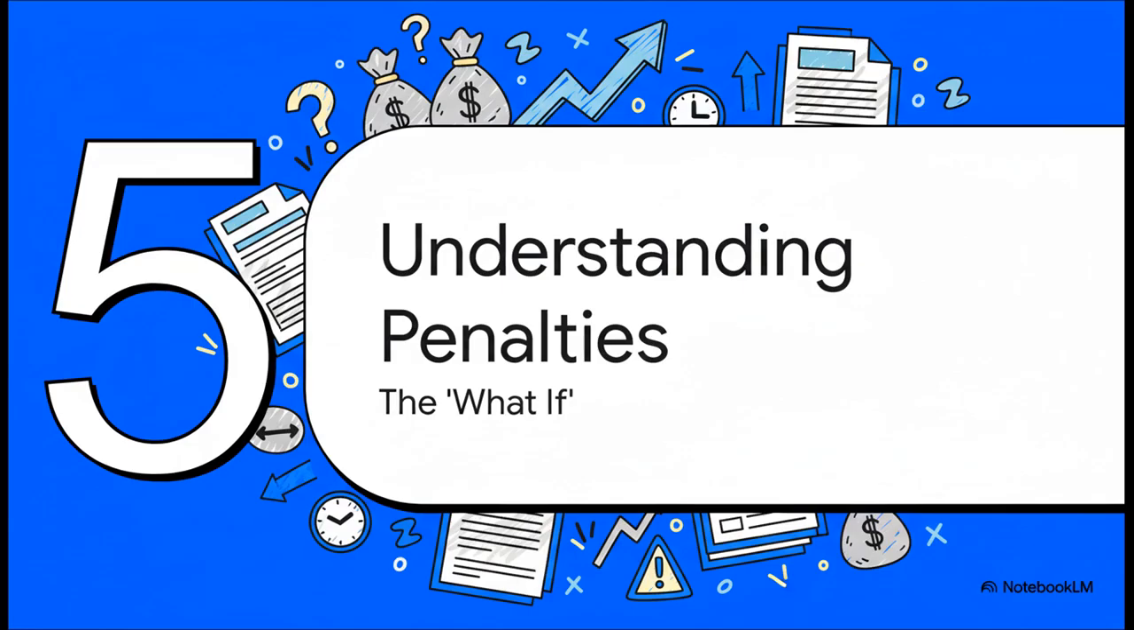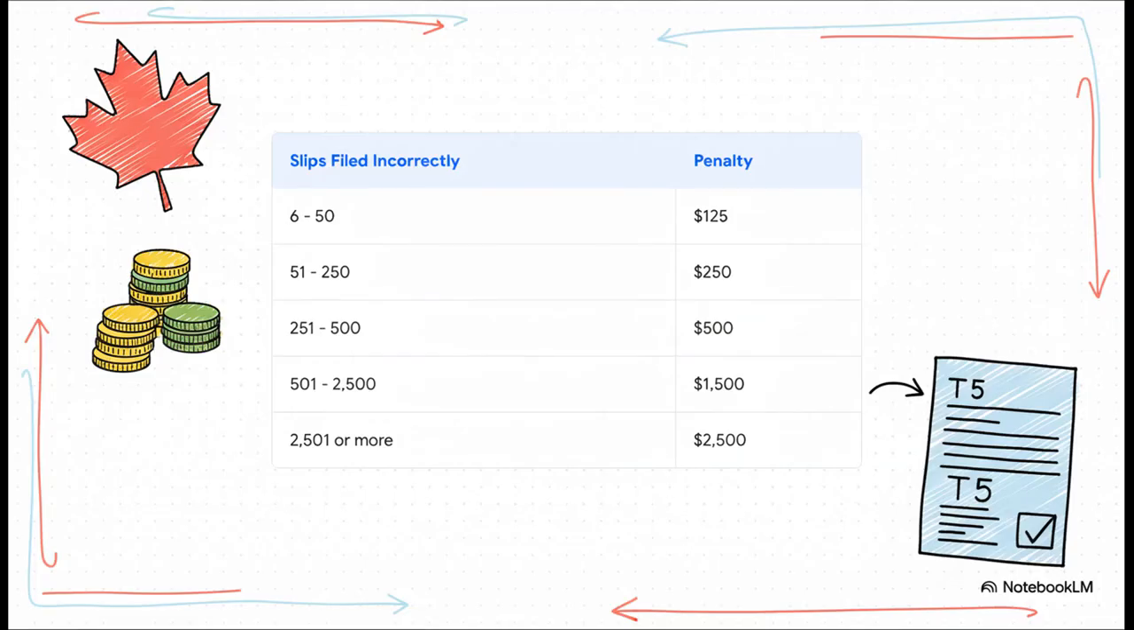Okay, so what happens if you don't follow these rules? What if you miss the deadline or you file on paper when you really shouldn't have? Well, the consequences can be pretty steep. The CRA does not mess around when it comes to these information returns. And I wasn't kidding about that electronic filing rule. Just look at these penalties. They start at $125 and go all the way up to $2,500 just for filing on paper when you shouldn't have.